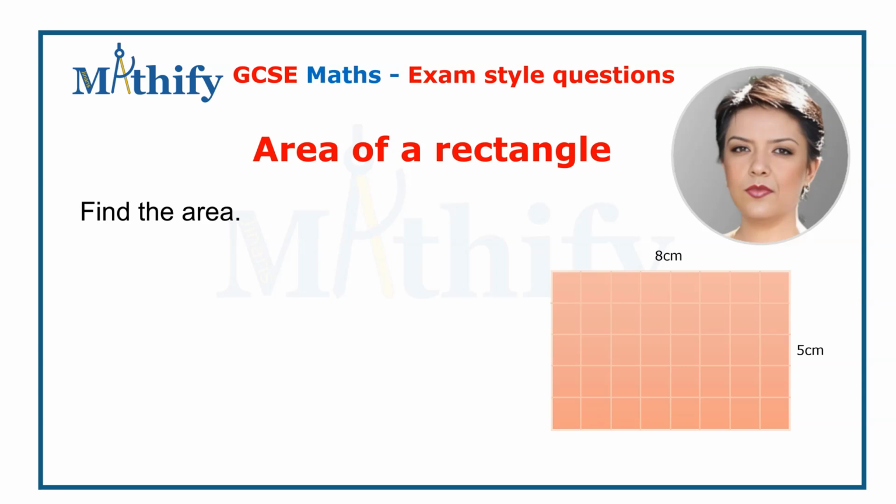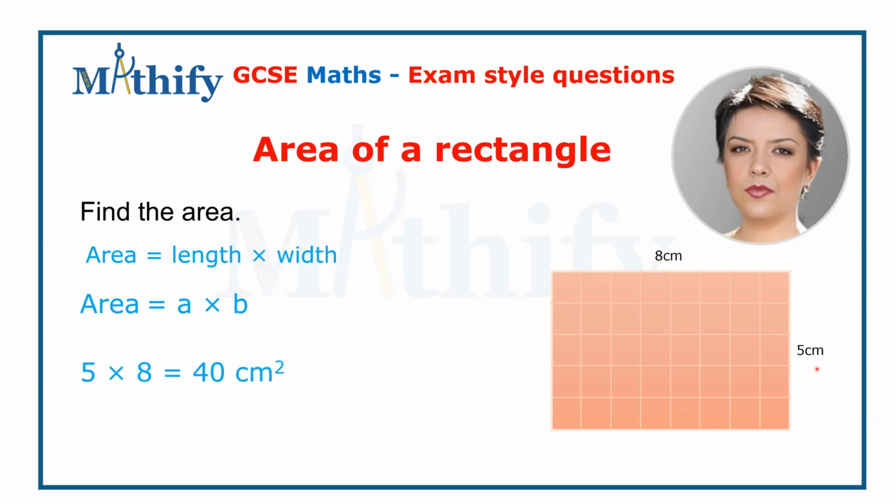Area of rectangle. Work out the area for this rectangle. So we are given two values, 8 centimeters and 5 centimeters. To work out area of rectangle, we need to remember the formula. Area of rectangle is equal to length times width. So our length is 8 centimeters and our width is 5 centimeters. So we do 8 times 5. That should give us 40 centimeters squared.